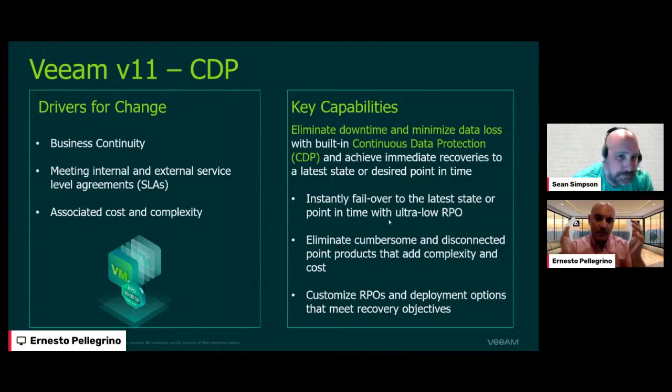So just to recap, Veeam 11, V11, is when that feature was introduced, and what are the drivers for change? Why should organizations look at CDP to enhance their business continuity? Look at your DR plans and see which VMs are a fit for that CDP feature. By leveraging CDP, you're able to meet your internal and external SLAs, reduce that RPO, reduce that RTO. And the last point, like I mentioned earlier, is associated cost and complexity.